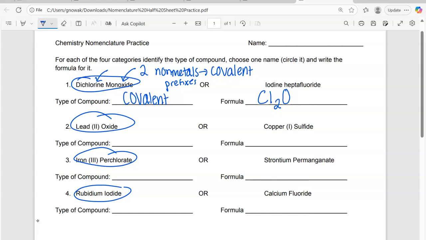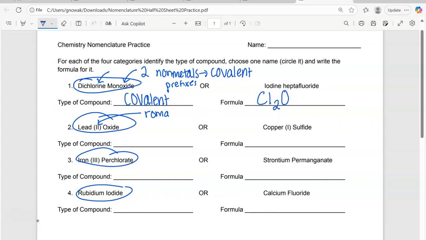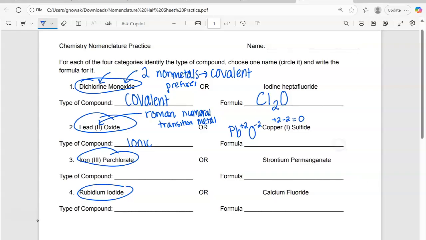This second one, I'm seeing lead oxide. And so what I'm seeing here is I have this Roman numeral here, which is a hint to me that this is a transition metal. So automatically I know, hey, there's a metal in this. This is ionic. Well, when I go to write my formula, I start with my lead. I put my +2 up here. My oxygen is my -2. Oh, I look at that, +2 -2. That equals 0. I'm all good. So then when I do that, I go ahead and I just leave it as PbO. I do not write those charges in my final answer.